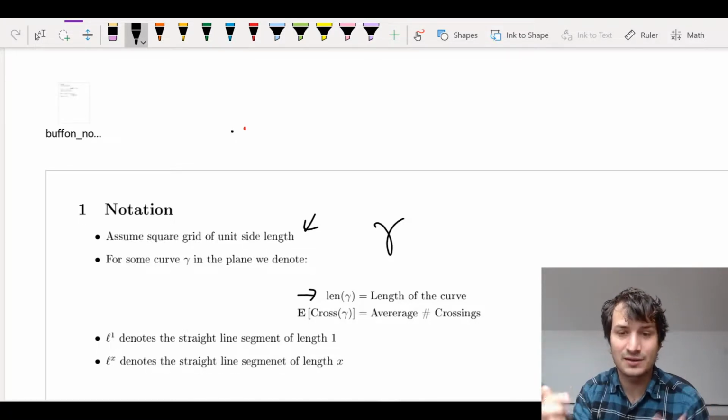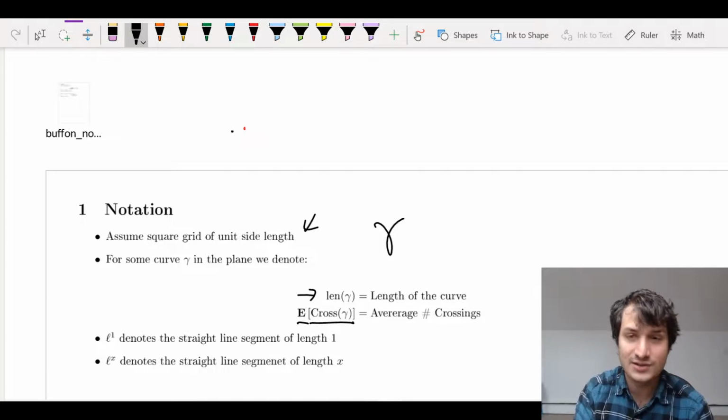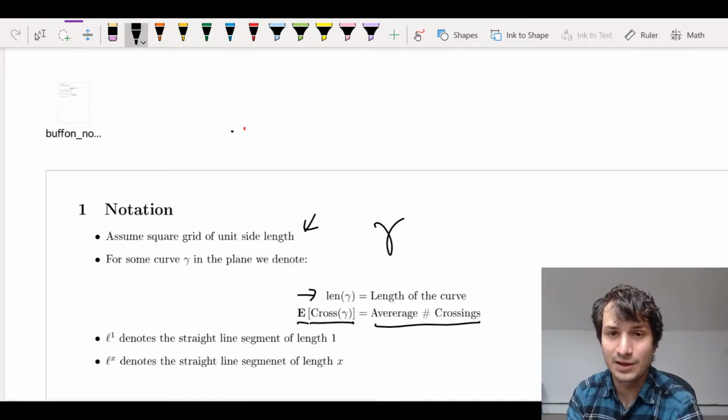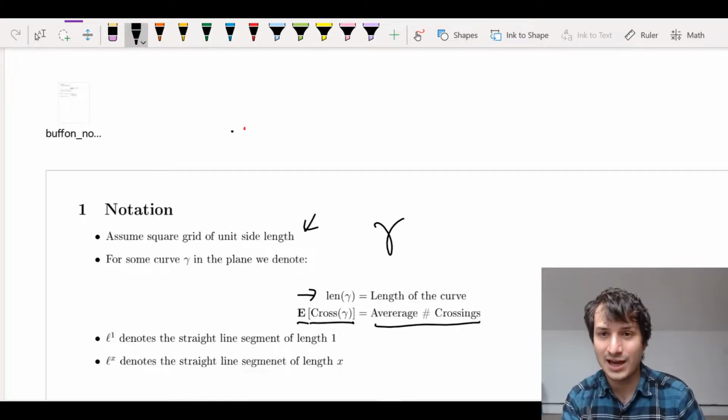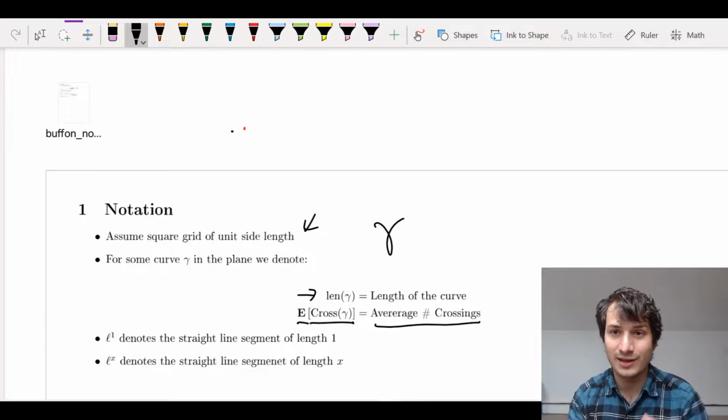So its expected value is what I'm calling expected value of cross. In the video, I called that the average number of crossings. It means exactly the same thing. The reason I'm doing this notation is we'll see that having it in brackets will be useful as we do our proofs. The notation actually helps understand what's going on.